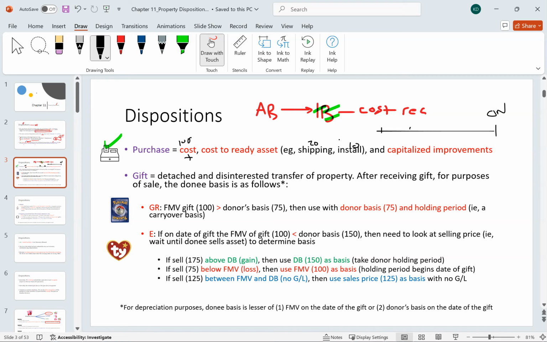Was there any tax? All of those costs up until we flip the on switch, as well as any major capitalized improvements, to distinguish it from routine maintenance.